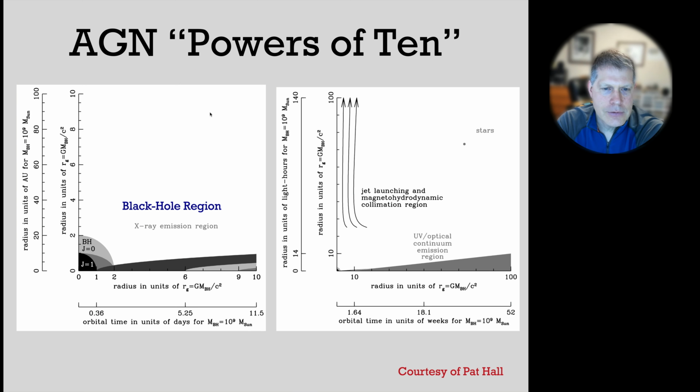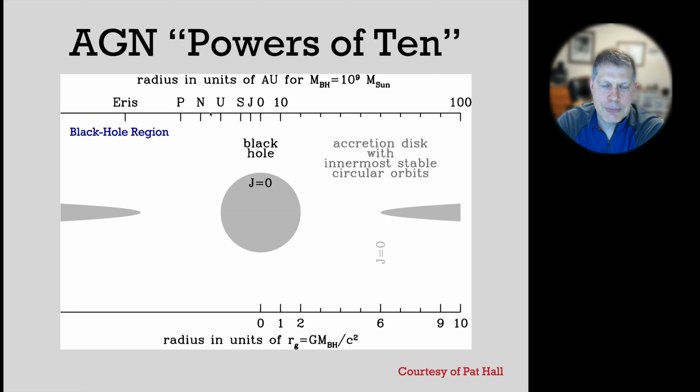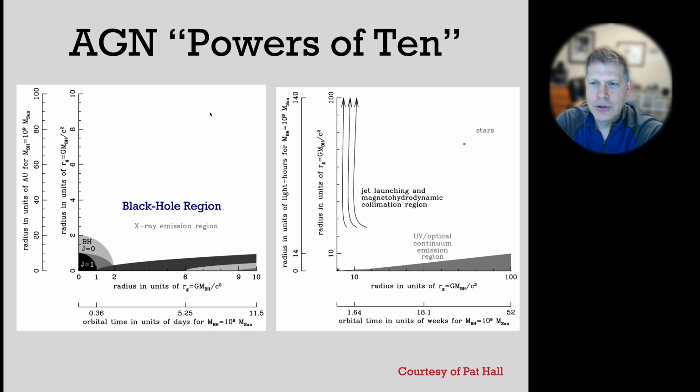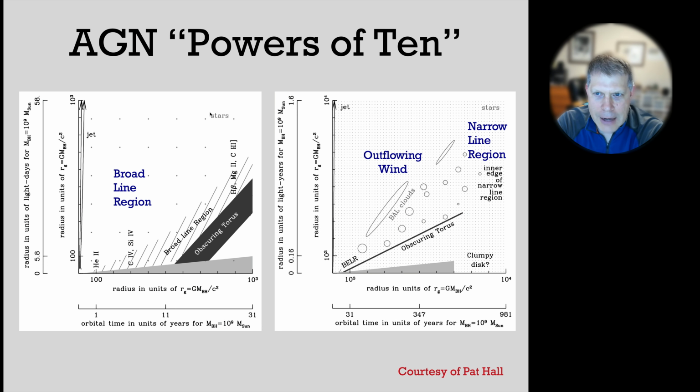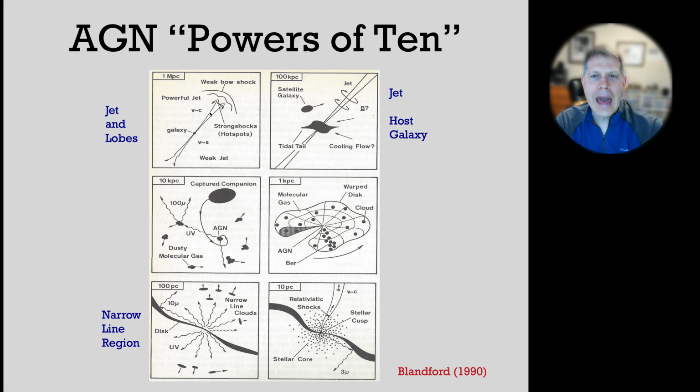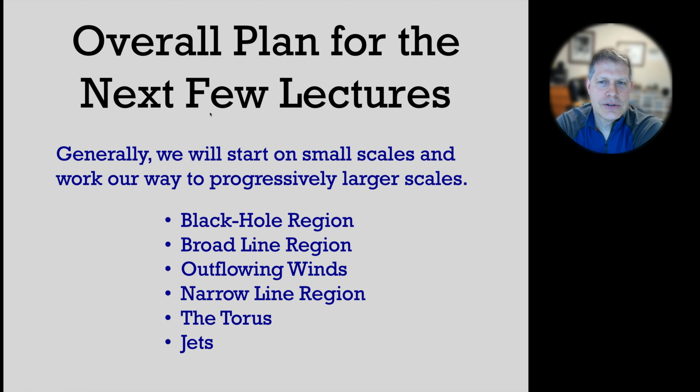And again, these sorts of plots are very useful for capturing a lot of information going from the black hole region, out to the region where the ultraviolet and optical continuum from the disk is formed, out to the broad line region, the region where winds are often observed, to the narrow line region, and then out to the whole galaxy and the full extent of jets. So there's a lot to cover with all of this stuff. And we're going to try to break much of this down in the next several lectures.